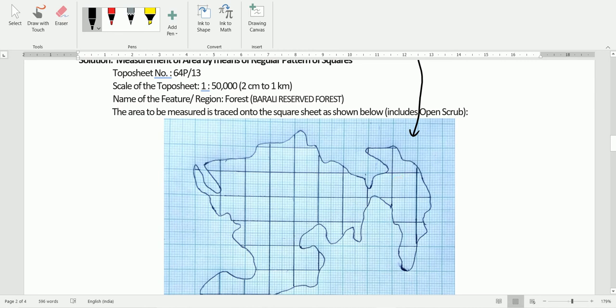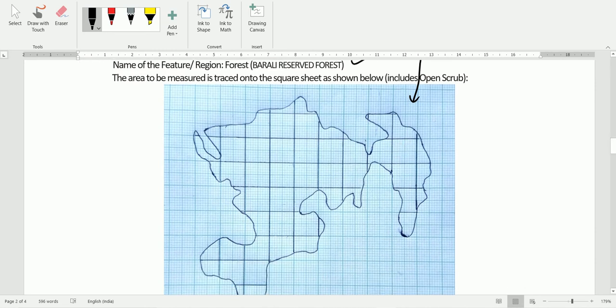And remember, this is the toposheet number 64P by 13, and the scale of the map is 1:50,000, or the statement scale is 2 centimeter equal to 1 kilometer. The name of the feature or region to be measured is Barali Reserve Forest, and in this case we're including open scrub also.